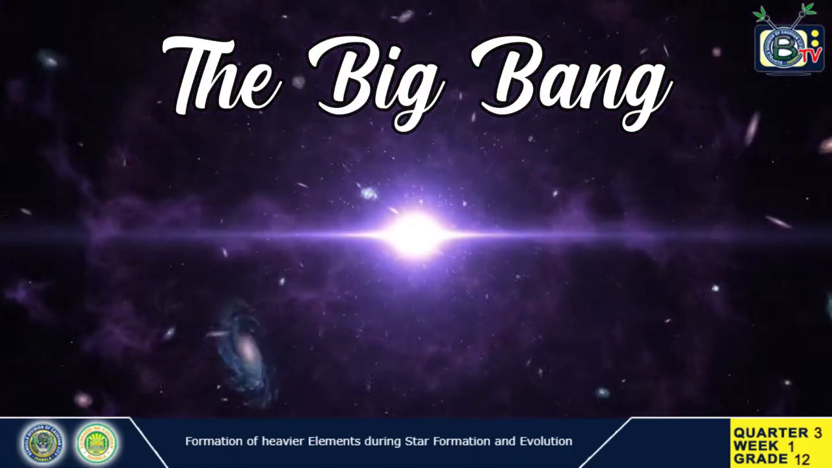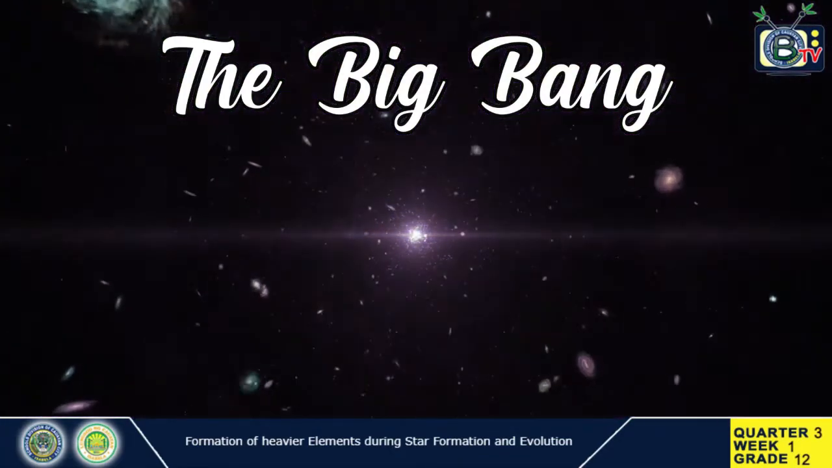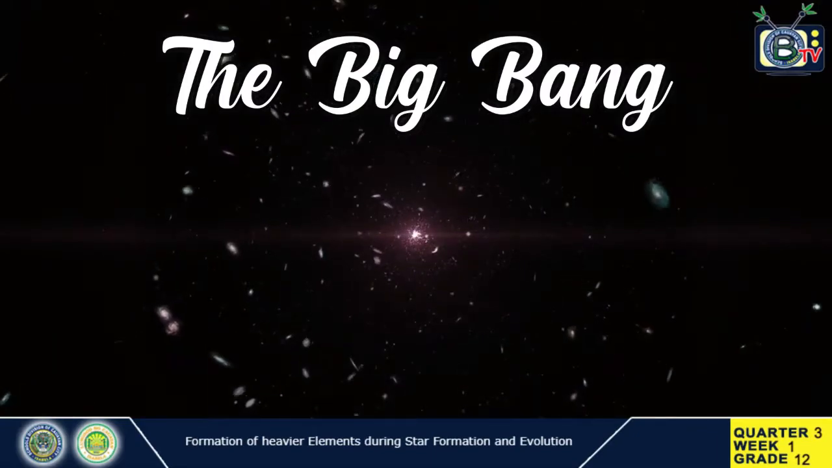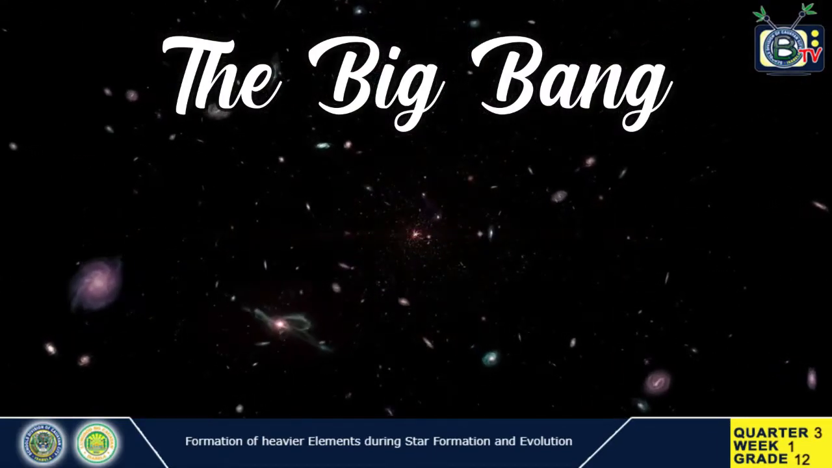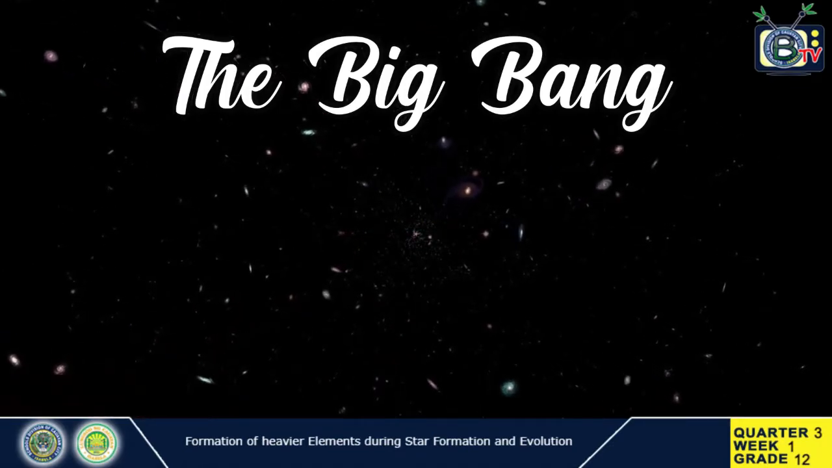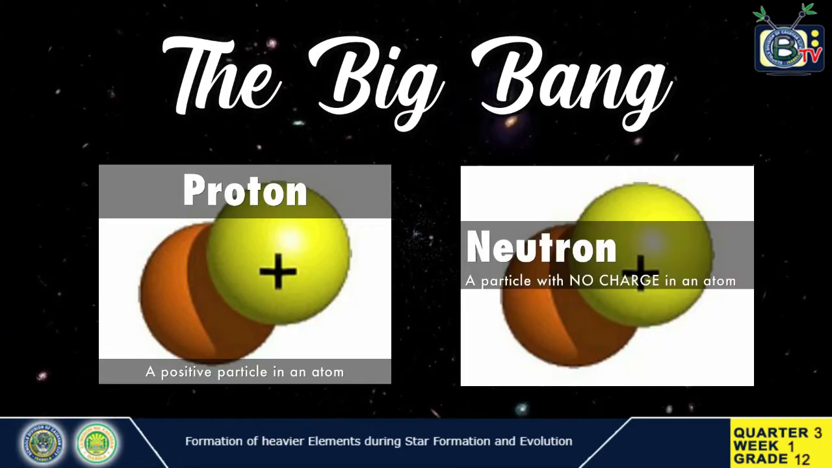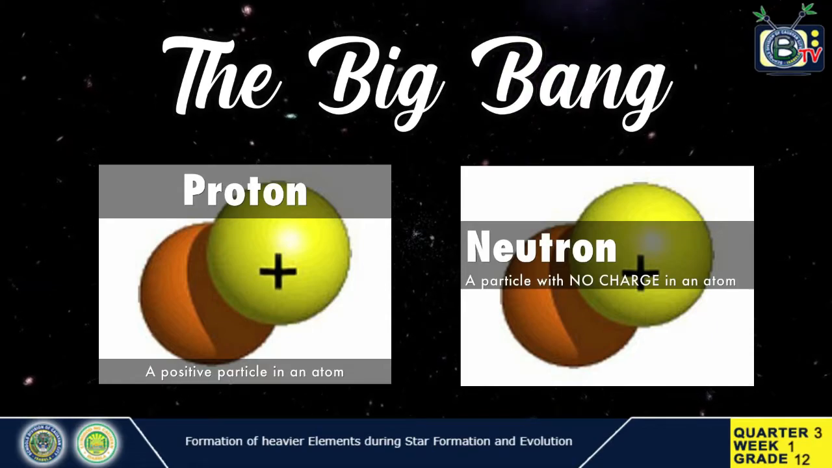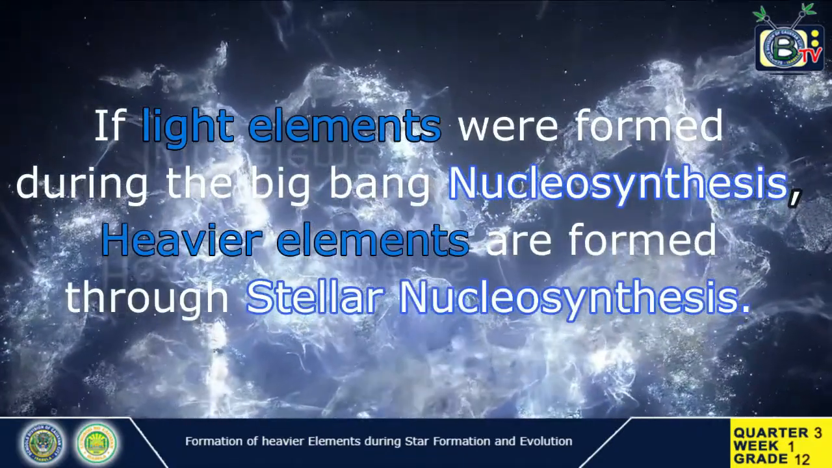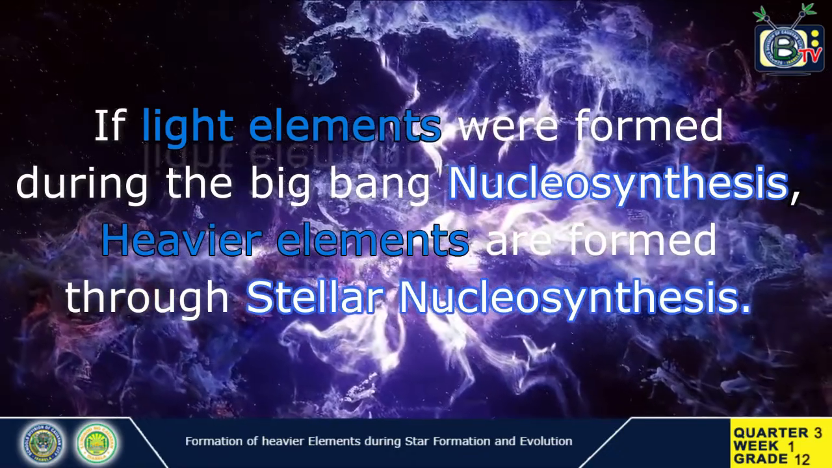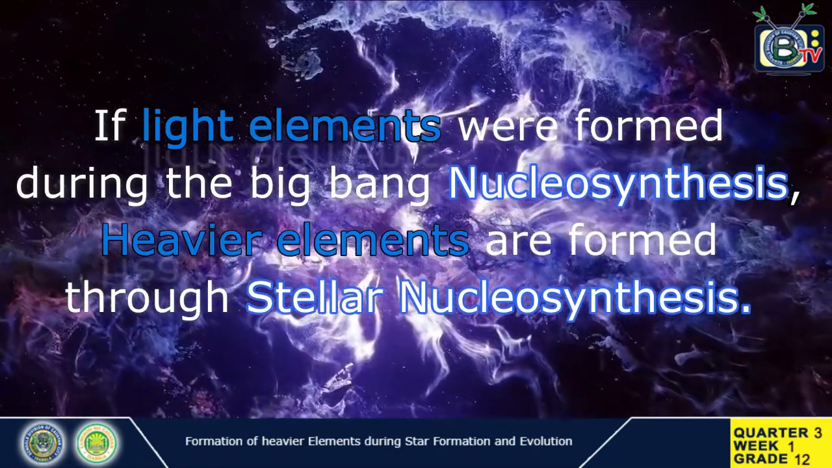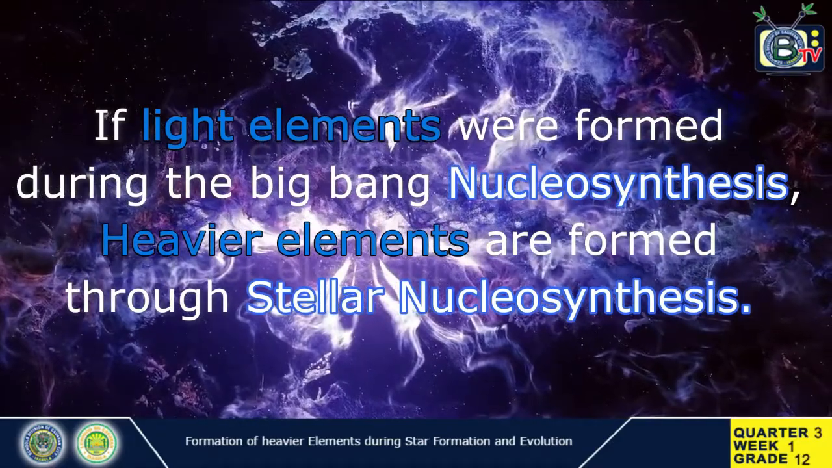A few seconds, 10 to 15, after the Big Bang, quarks combined and the first nuclei were formed through nuclear reactions in a process called Big Bang nucleosynthesis. These nuclei include protons and neutrons. Then the rise of the star began. If light elements were formed during the Big Bang nucleosynthesis, heavier elements are formed through stellar nucleosynthesis.